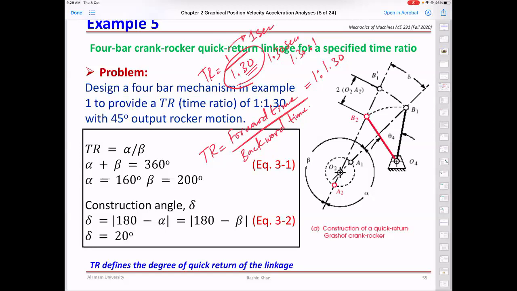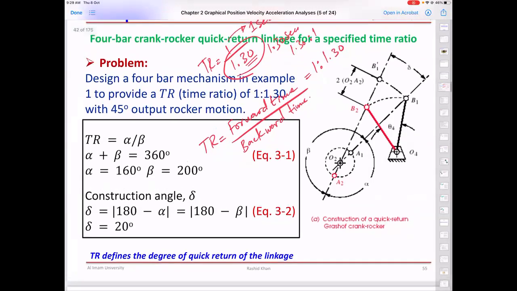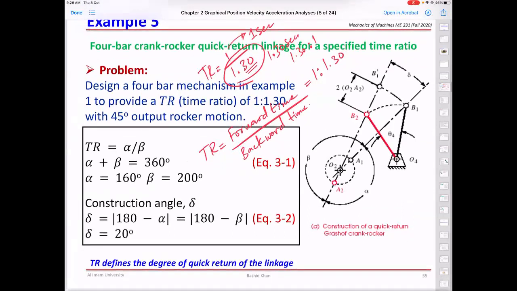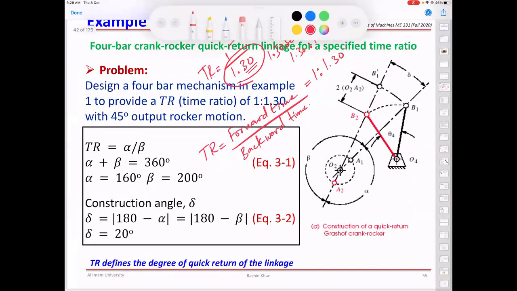So now I need to do some calculations here. By the way, I modified these values. I intentionally did not modify these values, just to let you know how we can calculate them. Okay, so time ratio is nothing but the ratio of alpha and beta, right?